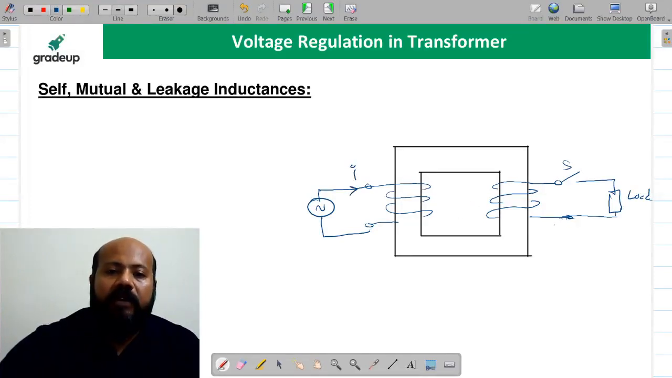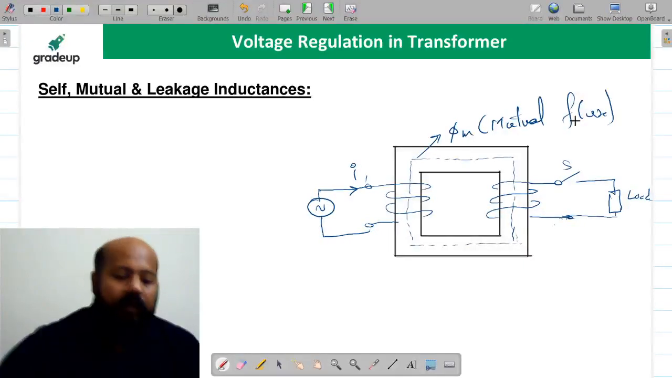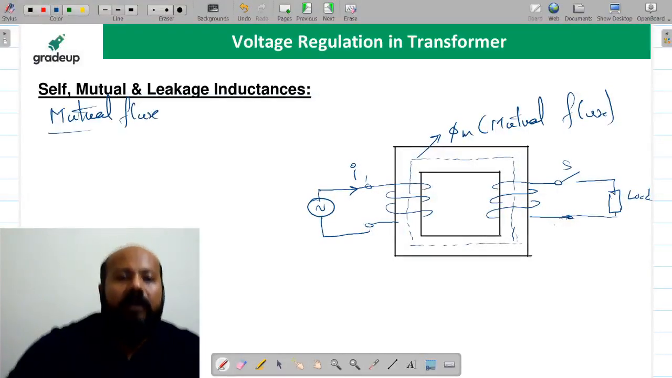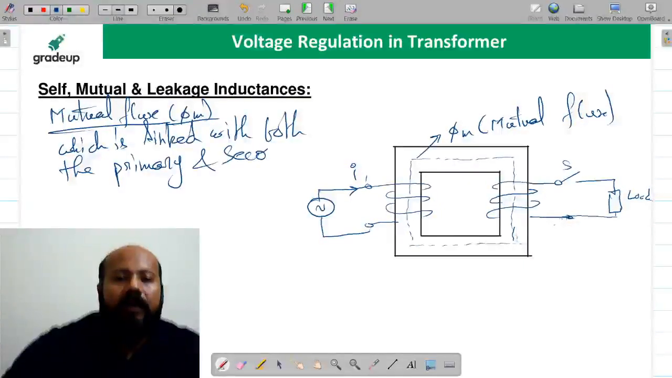And suppose because of this there is some current I1 here. So suppose there is some flux in the core like this. I hope you are getting this. Suppose this is phi m. What is phi m? Mutual flux. What is the mutual flux of the transformer? It is the flux which is linked with both the primary and secondary windings. Yes or no?